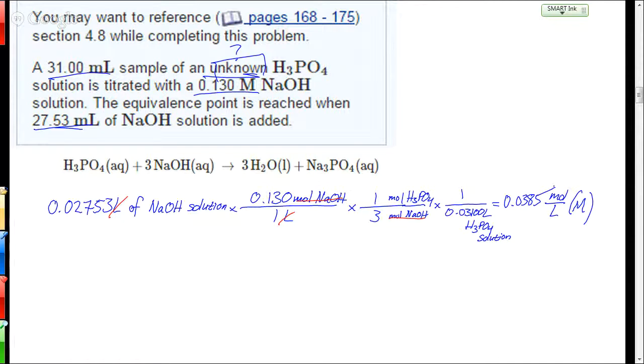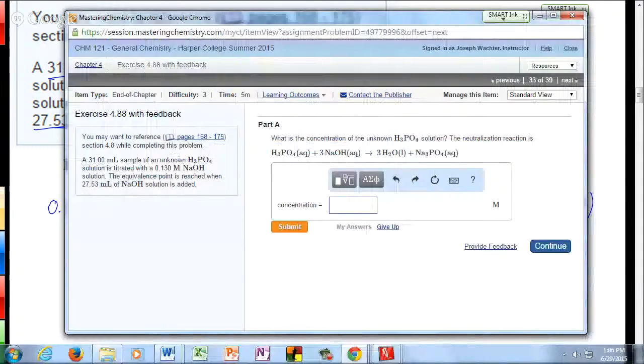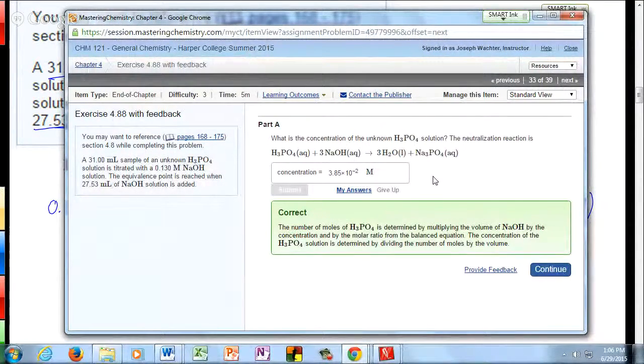0.0385 moles per liter, or molar concentration. Let's try that. Yay. Does it make you feel good when the little green thing comes up? You got it right. Yeah.